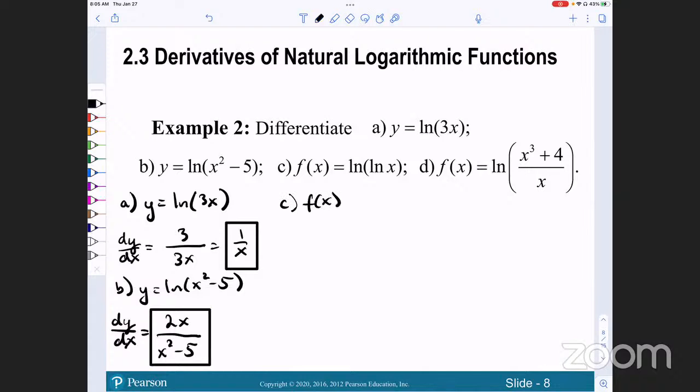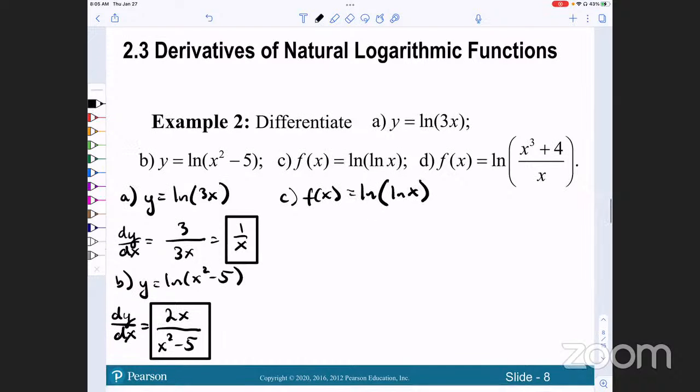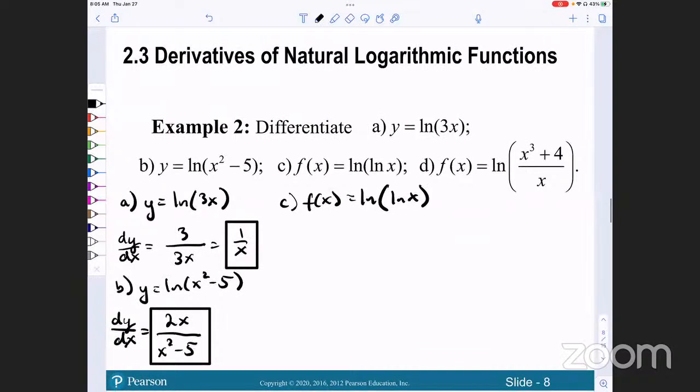We have f of x equals the natural log of the natural log of x. So then f prime is f prime over f. So the derivative of natural log of x is going to be 1 over x, over the natural log of x. And we can rewrite that as 1 over x natural log of x.